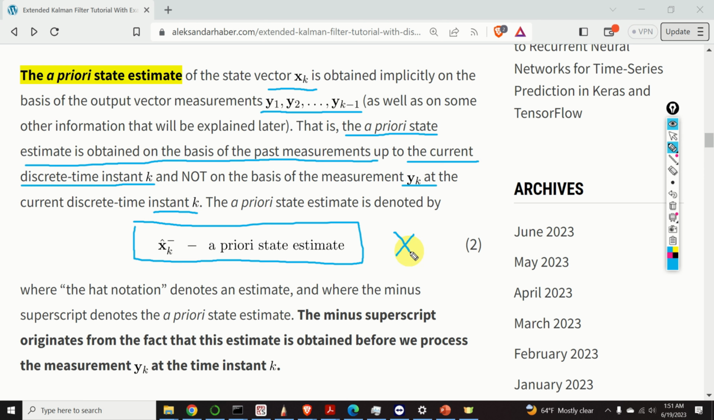X is the notation for state, k is the notation for the discrete time instant, hat is the notation for the state estimate, and this minus sign is very important. This minus sign means that this is actually the a priori state estimate. A priori, that is before the time instant k. To summarize, the minus sign means that this estimate is computed by using the information obtained before the discrete time instant k.